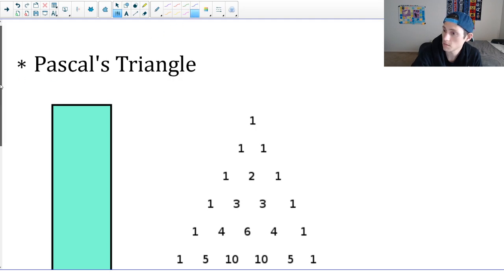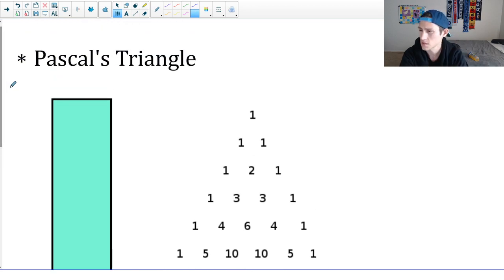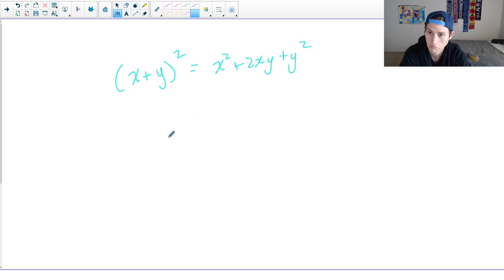Okay, so today we're gonna focus on talking about Pascal's triangle. Our topic for today is binomial expansion. And so one thing that can help us, so binomial expansion means like, what happens if I have x plus y squared? Well, we know through foiling you would get x squared plus 2xy plus y squared, right?